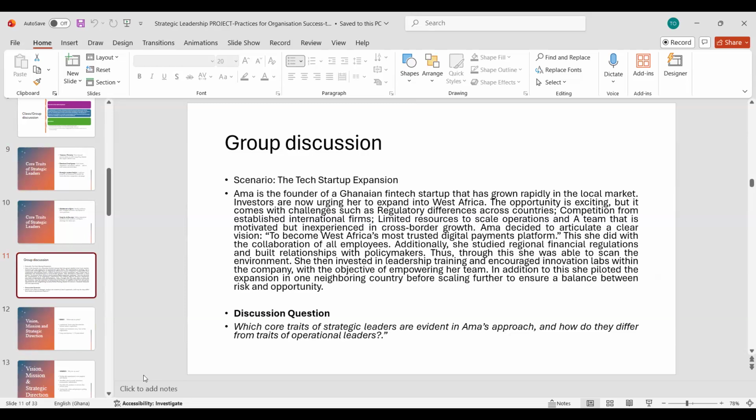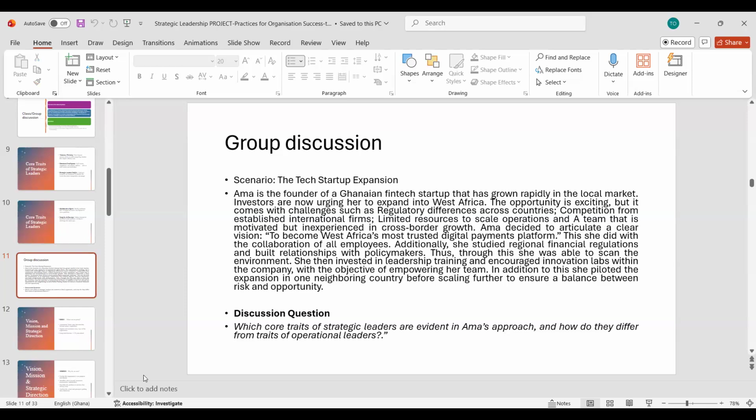When we were looking at the traits, we looked at having a collaborative spirit, where we said that the leader would get ideas from others and likes to co-create instead of doing it alone. And when we looked at the case study, Amma exhibited that by involving her employees in shaping the company's vision. Now, how did she do it? She collaborated with her staff.